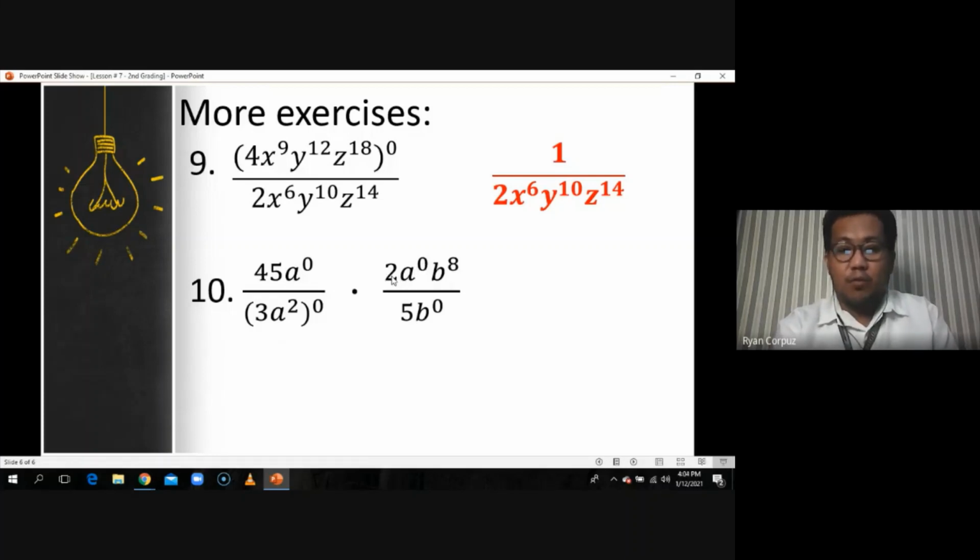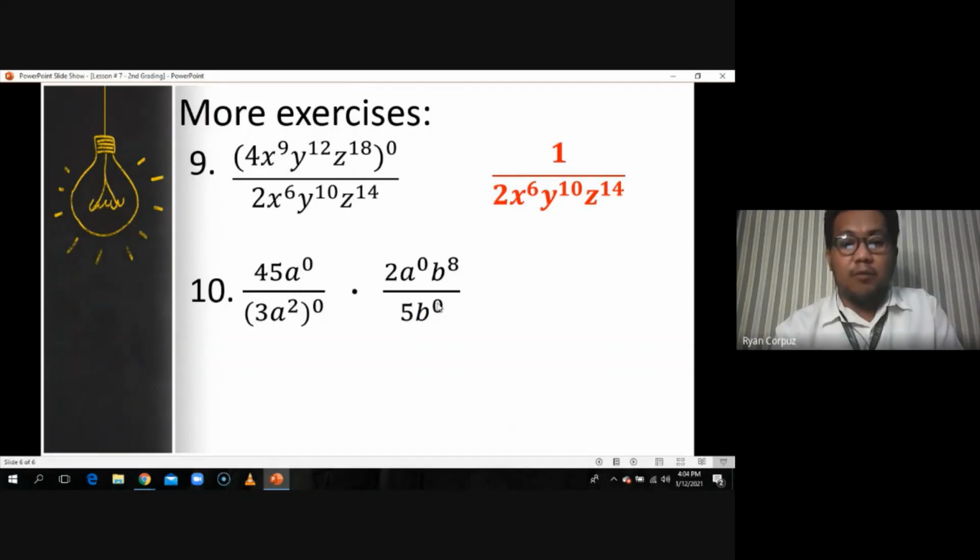The 2 is not included because it is not inside the parenthesis raised to 0 as the exponent. So that will be equal to 1. Then 2 times 1, you have 2. So you have 2b raised to 8 on this part.